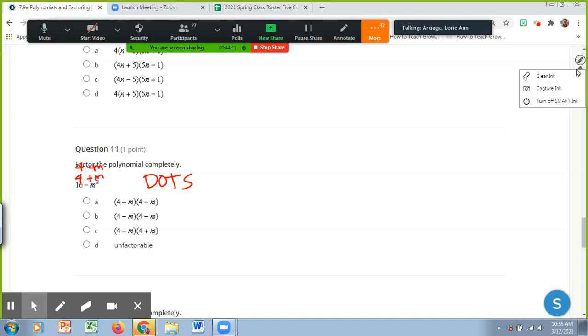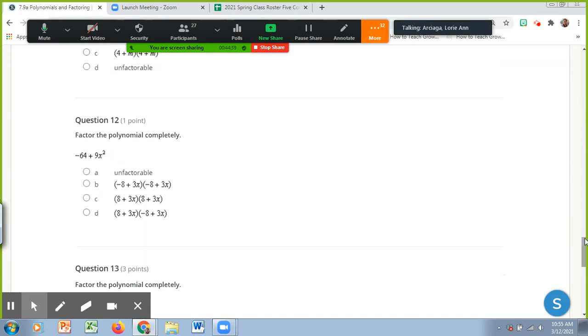Okay, next one. 11. Oh, same thing here. There's a minus and there's a plus, and each is a perfect square, right? So 64 is what? 8 times negative 8, am I right? Okay. And then the 9x squared will be positive 3x, positive 3x, because 3 times 3 is 9, x times x is x squared. So you got the answers already. Just find those combinations. 8 plus 3x and negative 8 plus 3x.